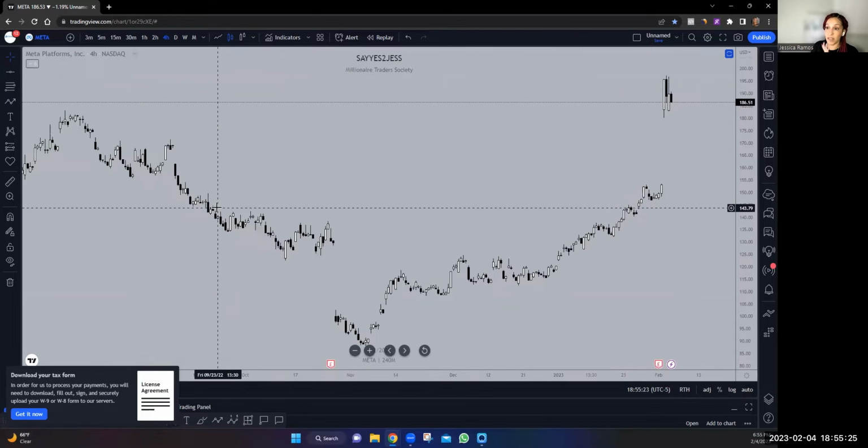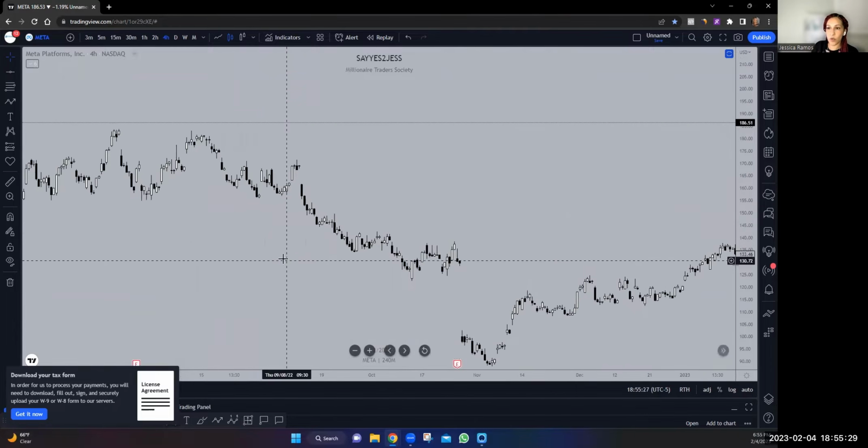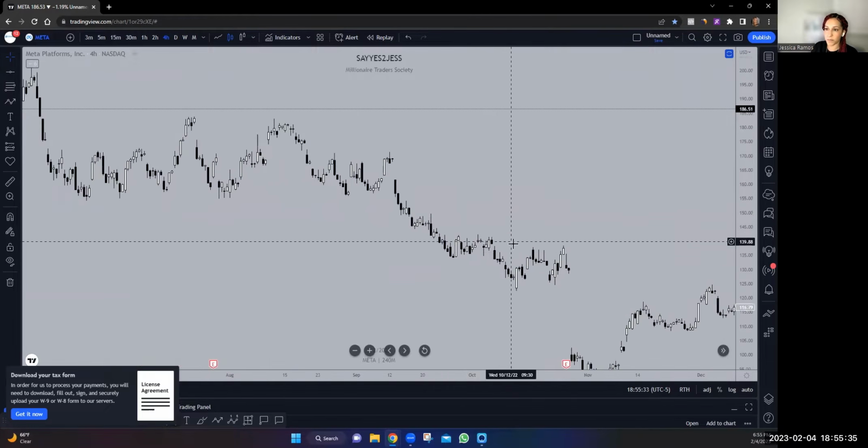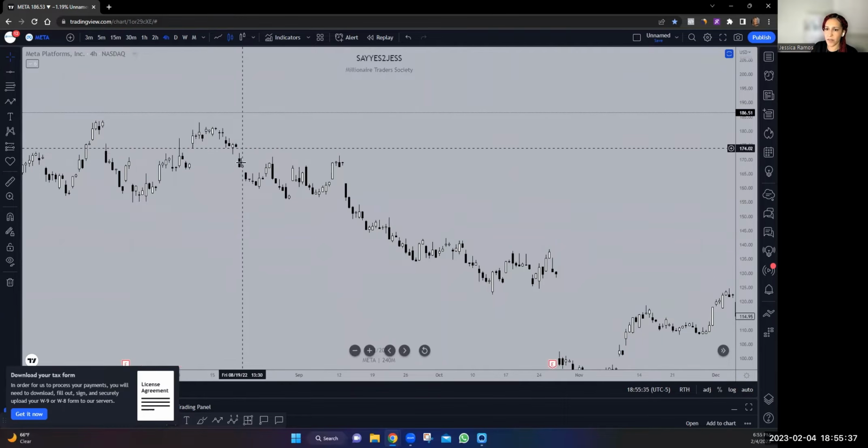Nothing wrong with trading gap fills. I have done this myself, but I do believe it takes a little bit more of an advanced trader to understand how that works, because the majority of the time it could be just a pullback or a retracement. All right, so here's another one right here, okay?